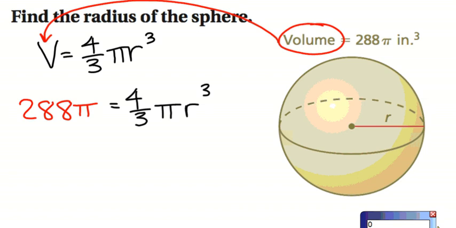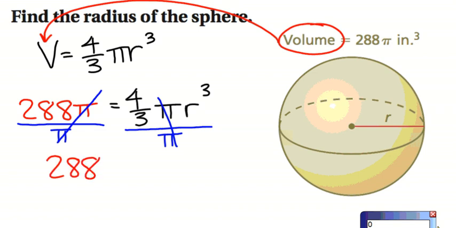Okay, couple options for my first step. I'm going to actually start by just getting rid of the pi symbol. So I see that there's a pi on both sides of the equation. So to undo multiplying by pi on both sides, I'm going to divide by pi. Pi divided by pi is just 1. So that's actually going to cancel out, and I'll be left with 288 on the left-hand side and 4/3 times radius cubed on the right-hand side.